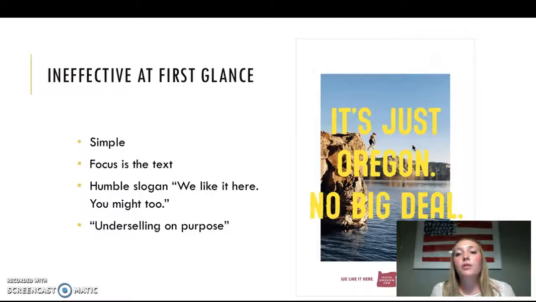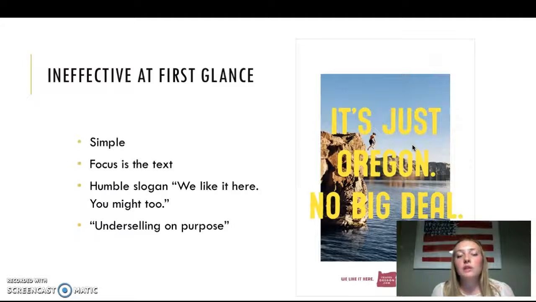This is an ad that when you first look at it, it's simple. The focus is on the text. You can see the picture, but the text is obviously in the way. So when you first look at it, it's not so attention grabbing. Obviously the words are, but the words say it's just Oregon, no big deal. Very humble words, and then the slogan as well, we like it here, you might too, is very humble, but they're underselling on purpose according to an article that I found about Oregon's new advertising campaign. They're playing on how the people of Oregon are very humble.